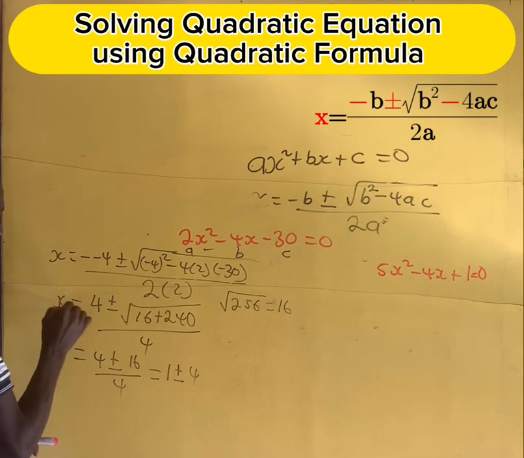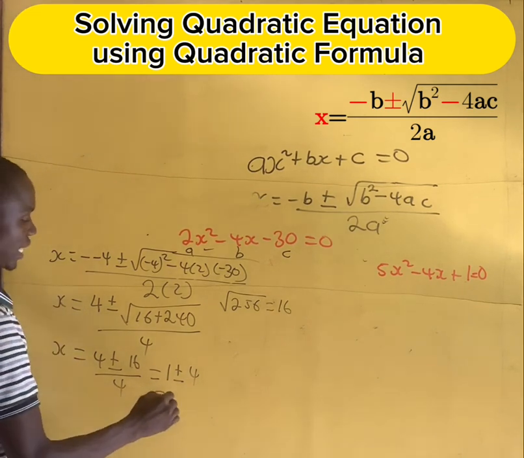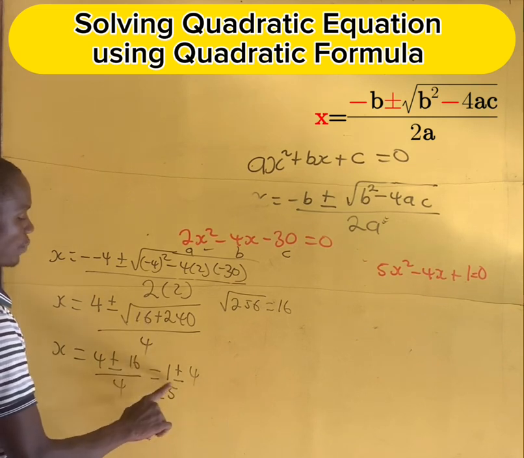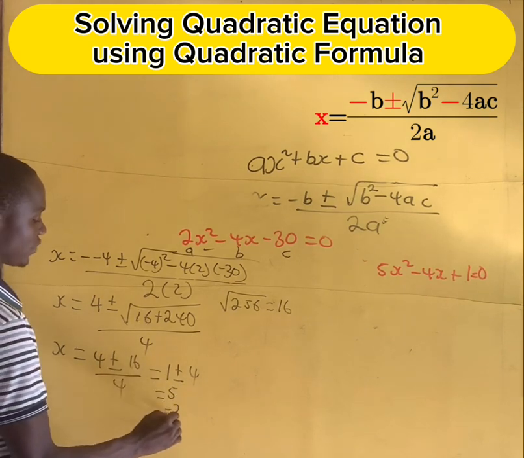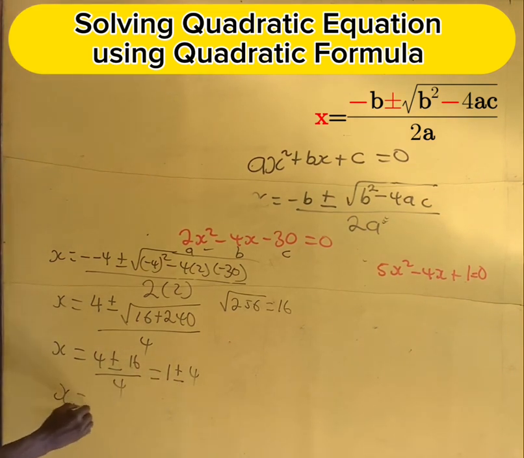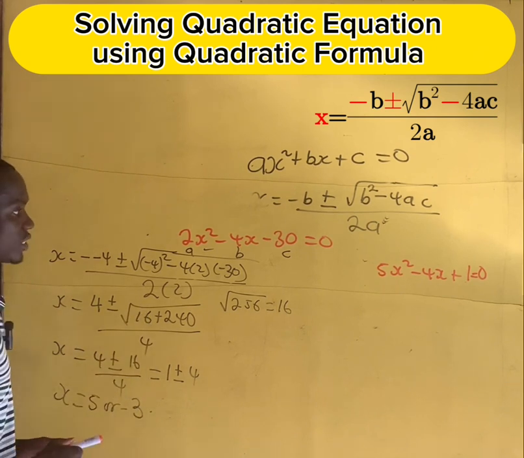So x equals this. So if I take plus, 1 plus 4 will give me 5. If I take minus, 1 minus 4 will give me negative 3. So we have x equals 5 or minus 3 in a very simple way.